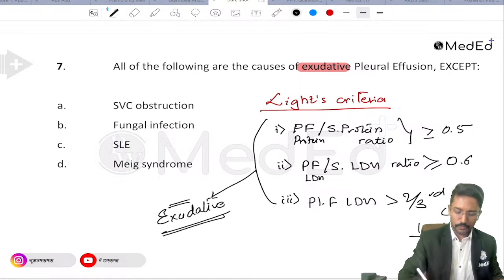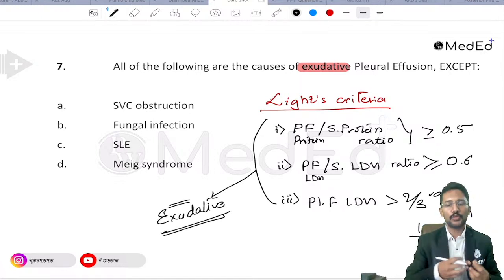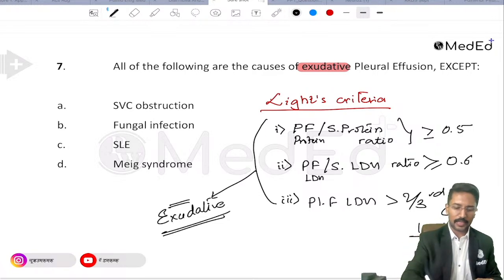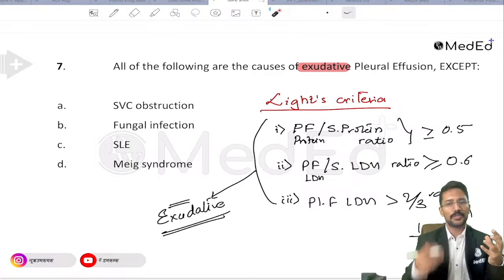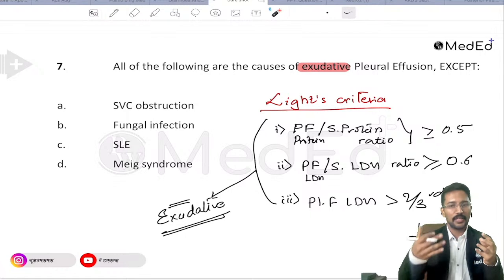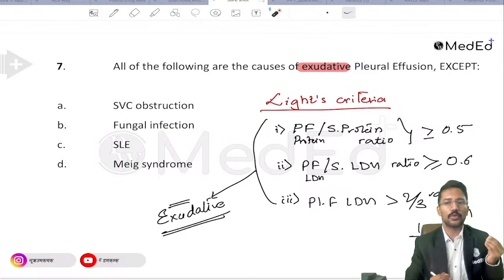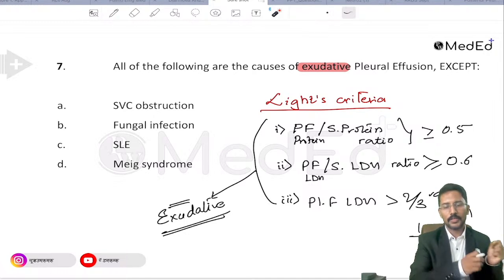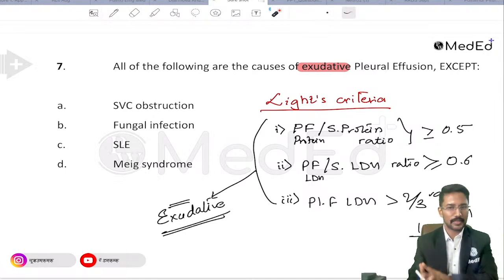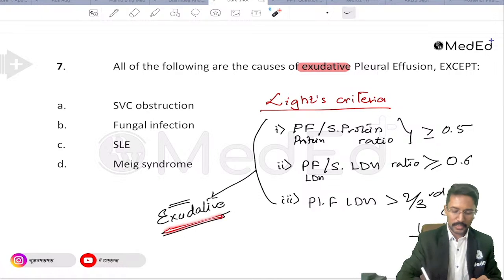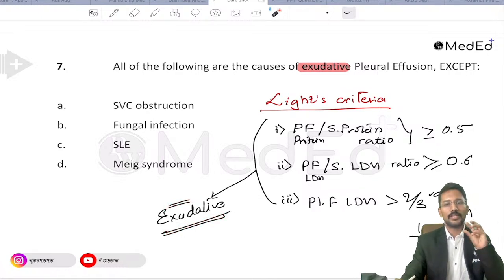Okay, exudative fluid in terms of its composition is closer to plasma, and the transudative fluid has less protein, less LDH, and fewer inflammatory cells. So it is closer to water, right? It is more like water if it is transudative. It is more like the plasma composition if it is exudative. Exudative is mostly because of inflammation of the pleura from where the pleural fluid is leaking.